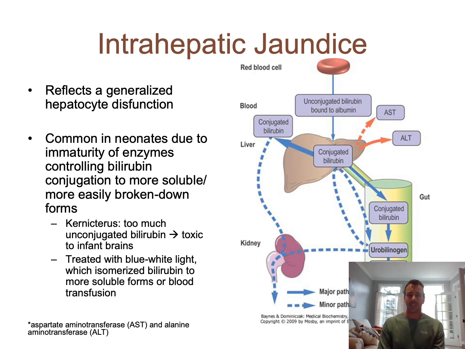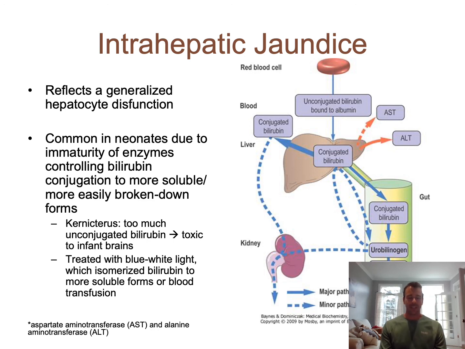Intrahepatic jaundice, this again reflects a generalized hepatic dysfunction. It's common in babies due to immaturity of the enzymes controlling bilirubin conjugation to the more soluble forms that can be excreted from the body. If you have way too much unconjugated bilirubin, it can be very toxic.